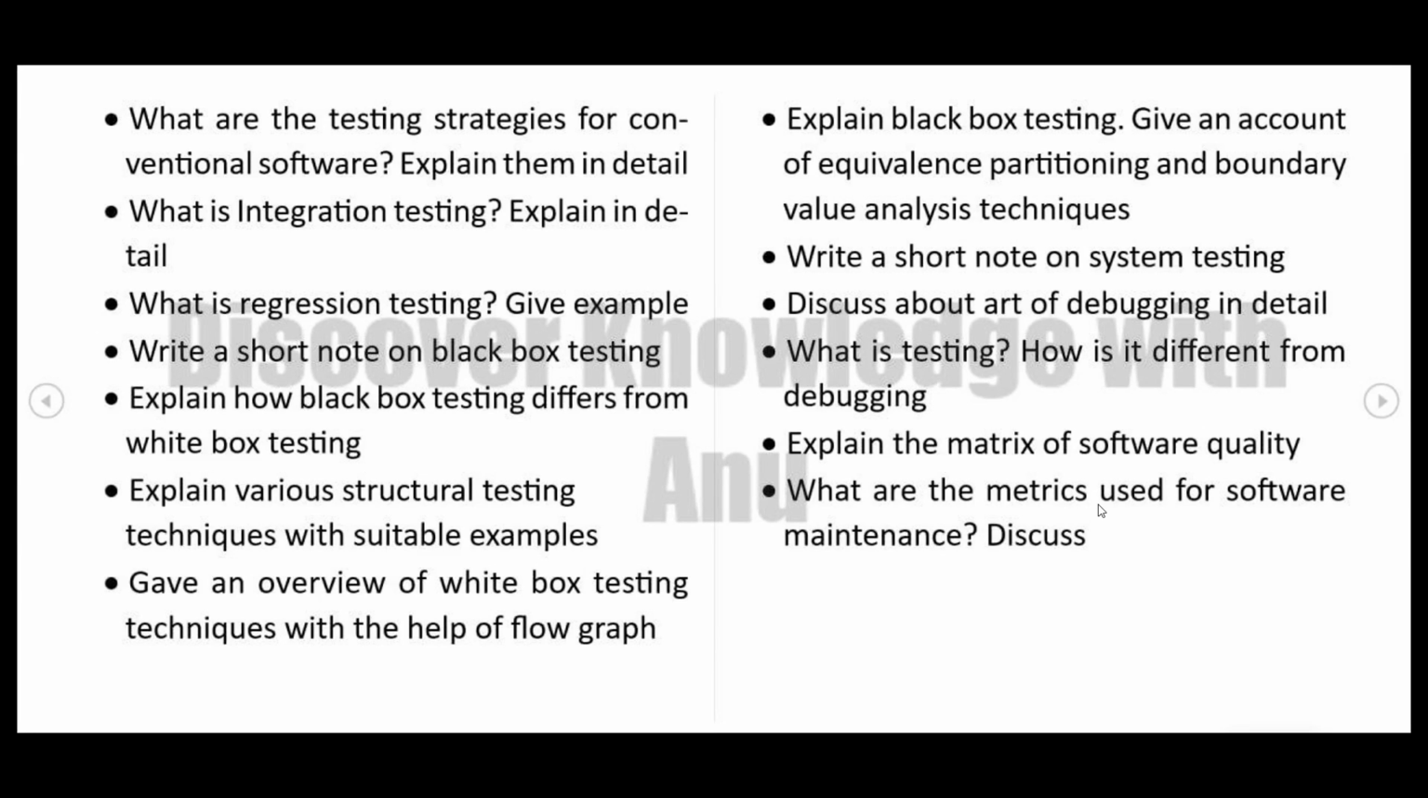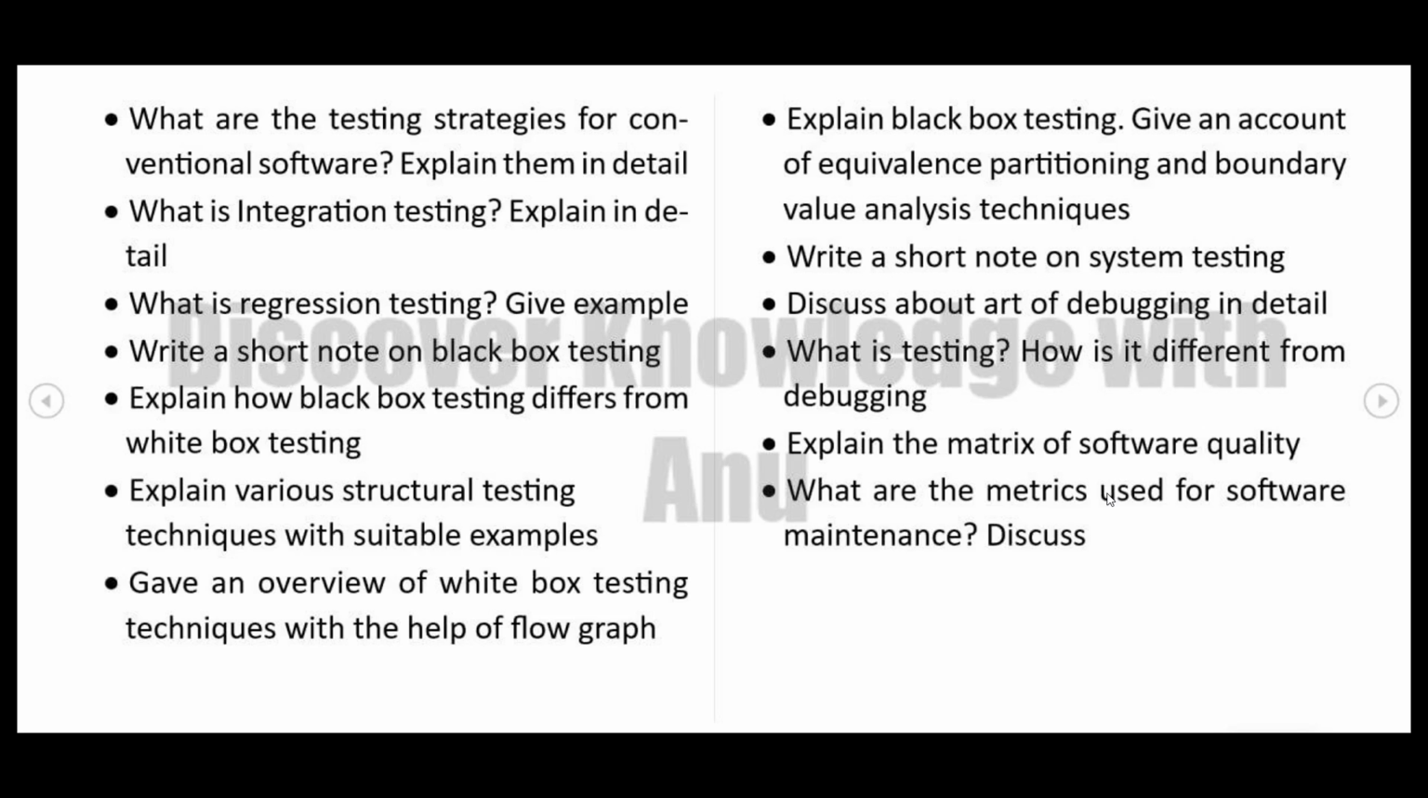What is integration testing? Explain in detail. What is regression testing? Give an example. Write a short note on black box testing. So black box testing and white box testing are very important. If you prepare those two, one more question can be like: differentiate between black box testing and white box testing.